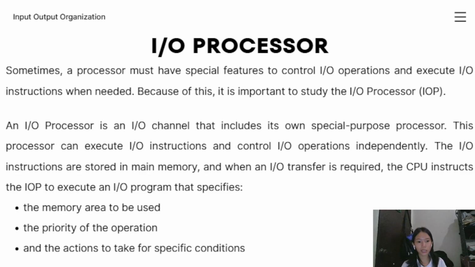When the system needs an input-output transfer, the CPU gives a command to the input-output processor, which then follows the program in memory that tells it what to do, which memory area to use, and how to handle certain situations. Basically, the input-output processor handles input-output work more intelligently and independently.